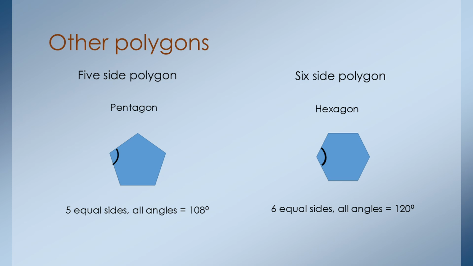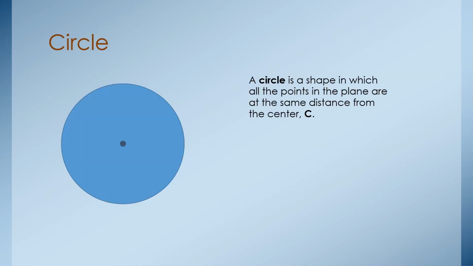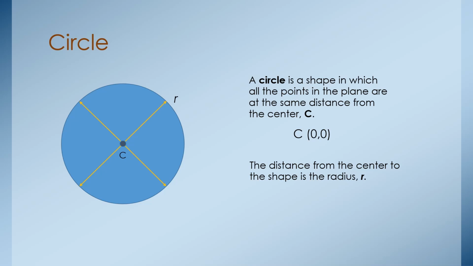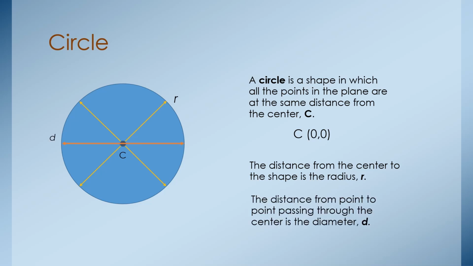Let's look at 2 more polygons. We have the pentagon, which has 5 equal length sides and angles, and the hexagon made of 6 equal sides and angles. And the last 2, circles and ellipses. A circle is a shape in which all points are at the same distance from the center. That distance is called radius. A line that goes from one point to another through the center of the circle is the diameter.